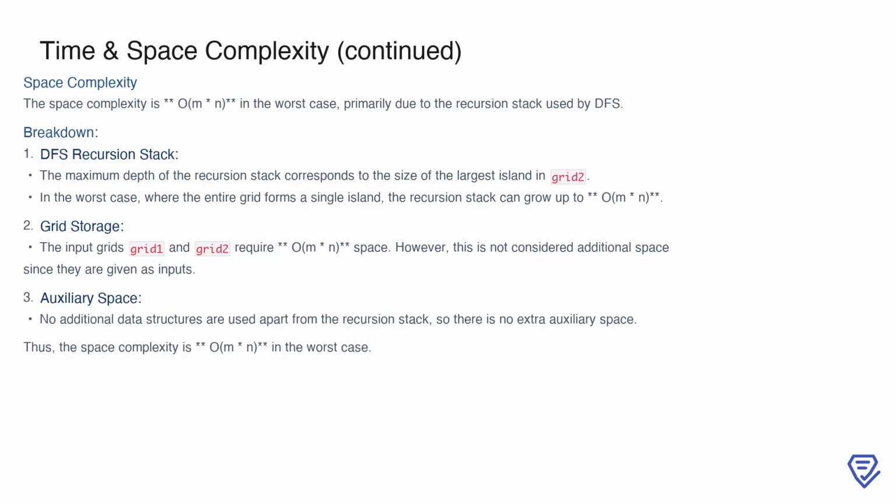Additionally, the input grids grid 1 and grid 2 require m*n space, but since these are part of the input, they are not counted as additional space. Importantly, no extra data structures are used beyond the recursion stack, meaning there is no additional auxiliary space. Therefore, the space complexity of the algorithm is m*n in the worst case.